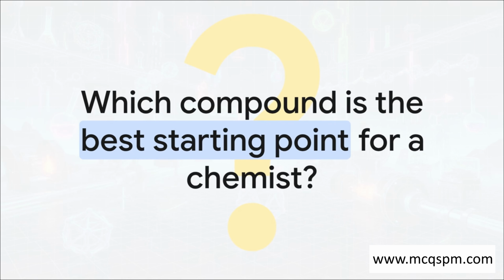All right, to wrap things up, I want to leave you with a little something to think about. We've seen how all these compounds are linked. So if you were a chemist and you could only start with one of them, an alkene, an alcohol, or a carboxylic acid, which one would you pick? Which one is the most versatile starting point? Have a think about that, and of course, don't just think, practice.